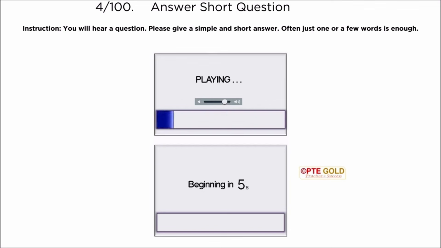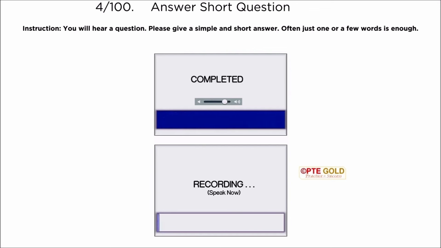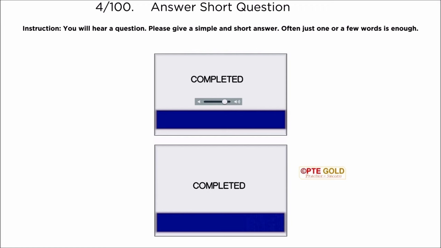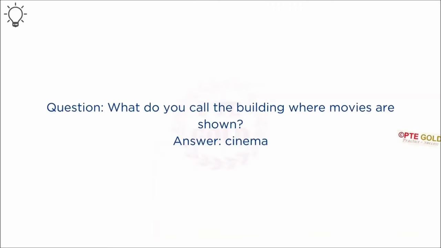What do you call the building where movies are shown? Cinema.